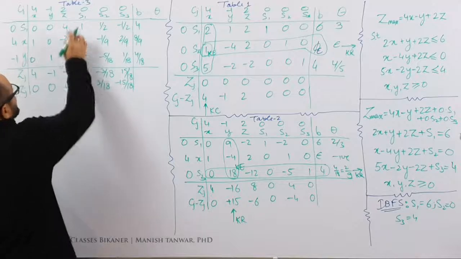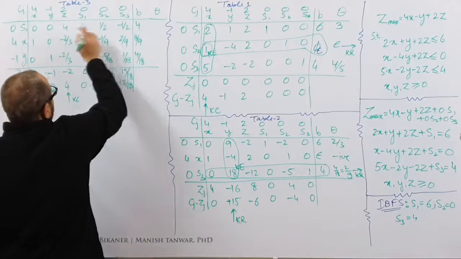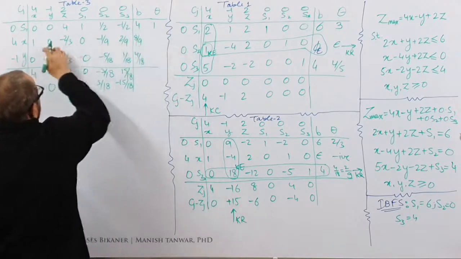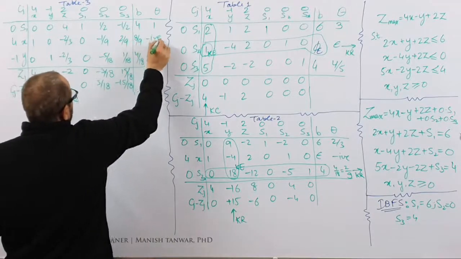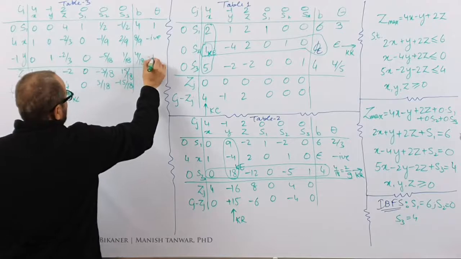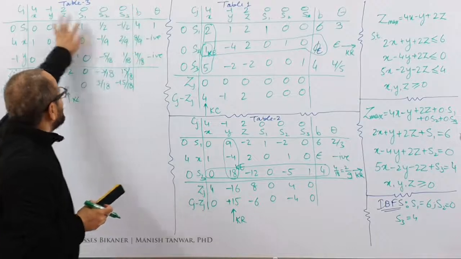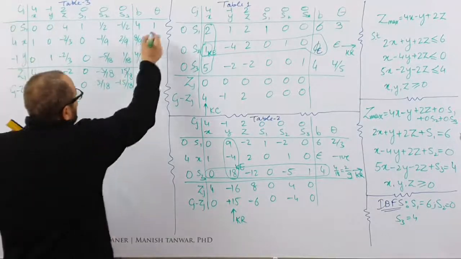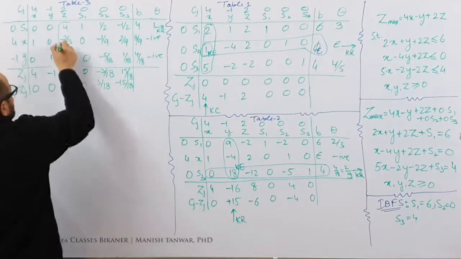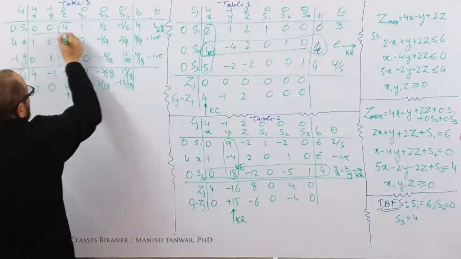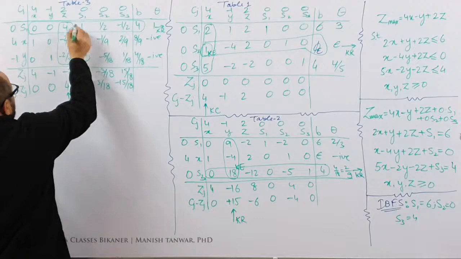I have my key column, that is, incoming variable is Z. And what about the outgoing variable? Theta: 4 divided by 4, 1. 8 by 9 divided by 0, 8 by 9 divided by minus 2 by 3, something negative. 4 by 18 divided by minus 2 by 3, something negative. So these cannot win the race. The least positive is theta, that is S1. S1 is the outgoing variable, Z is the incoming variable, and this is my key element.